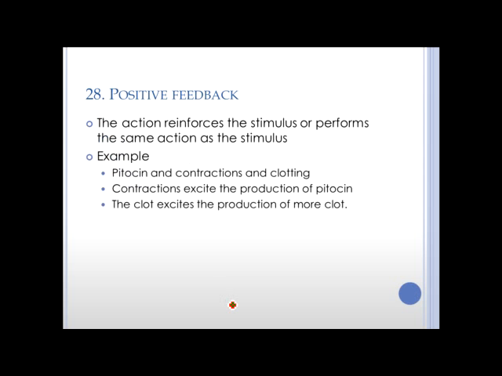A positive feedback system. Action reinforces the stimulus or performs the same action as the stimulus. Example of this, pardon me, is going to be pitocin and contractions and clotting. Contractions excite the production of pitocin, and until the baby is born, the pitocin then excites the contractions. As far as clotting of blood, the clot excites the production of more clot. So if you have a clot that develops, every time that a platelet passes or something with fibrinogen passes in it, it's going to make the clot bigger and allow the clot to form what is called the common pathway. So again, this is going to be reinforcing the initial stimulus.